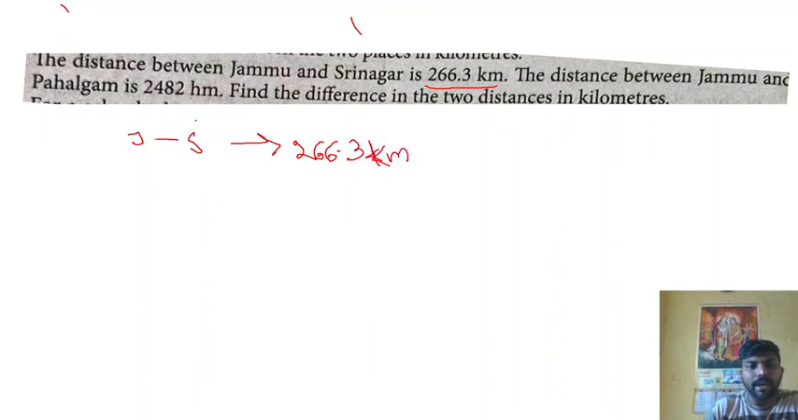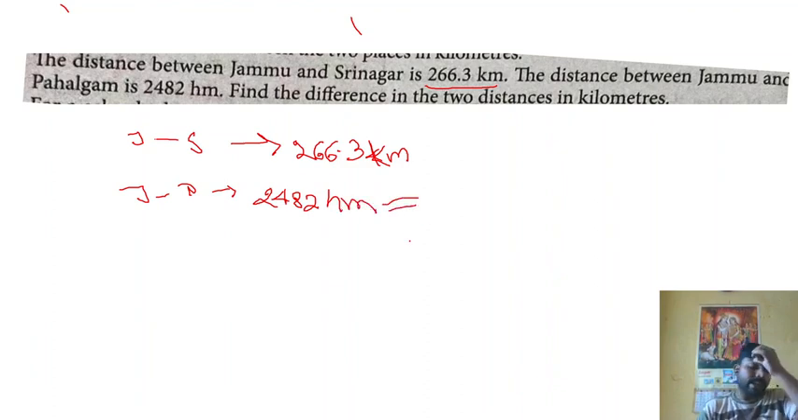Now Jammu to Pahalgam has a distance of 2482 hectometers. So obviously you can understand that we have to convert this hectometer to kilometer. How can you convert this? Obviously, to convert hectometer to kilometer we have to divide by 10. So 2482 divided by 10, and we will get 248.2 kilometers.